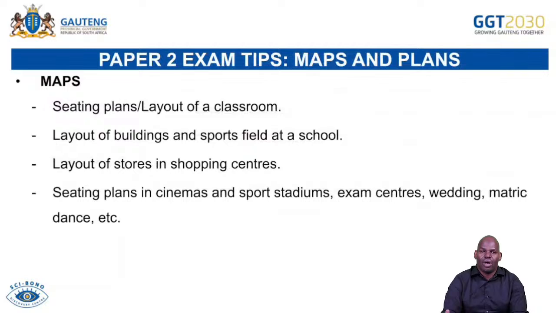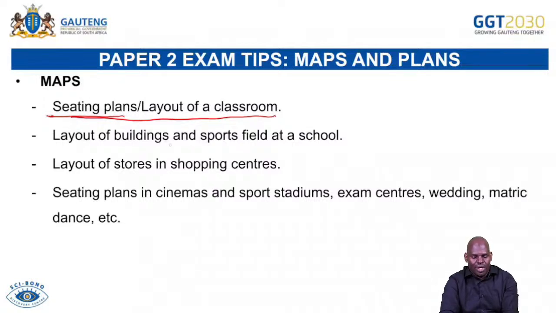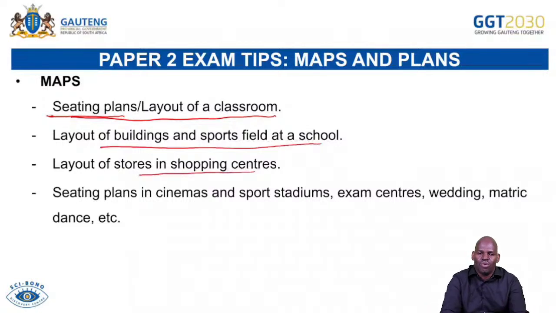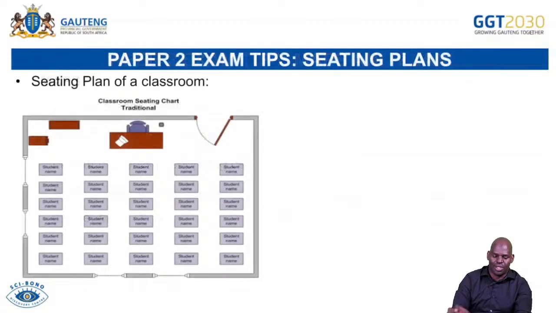Okay, then with regard to maps, obviously the sitting plans, the types of maps that you can get. When you write an examination now, you don't just sit, there's a sitting plan. There's a layout of a classroom. There's a layout of buildings and sports field at a school. There's a layout of stores in a shopping center. They might give you a map of a shopping center. Okay, they might give you a map that shows sitting plans in cinemas or in stadiums, exam centers, or weddings or for matric dance. Okay, these are the sitting plans that we refer to.